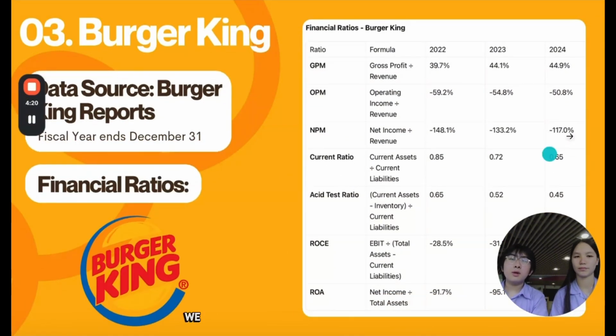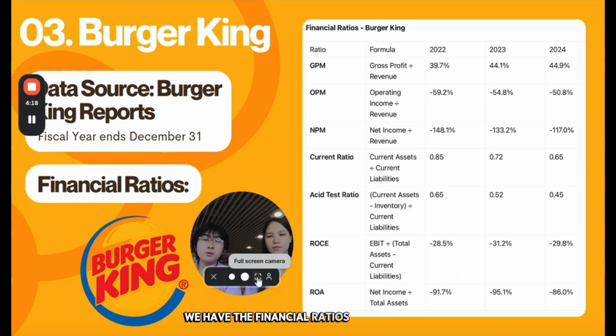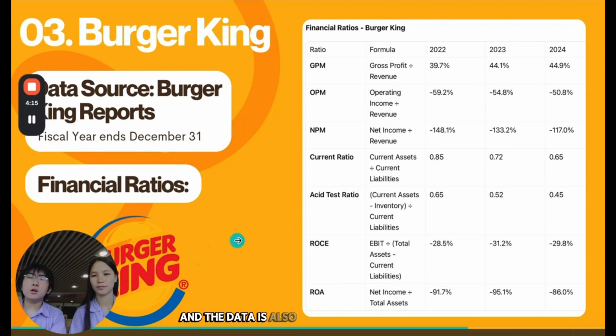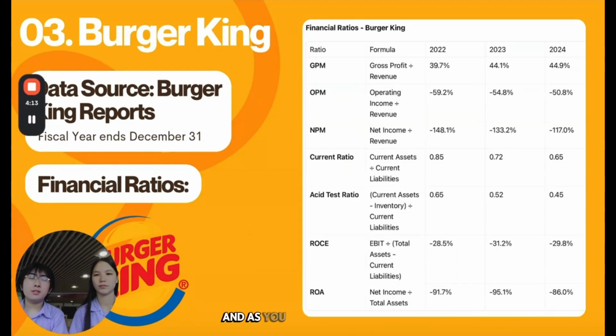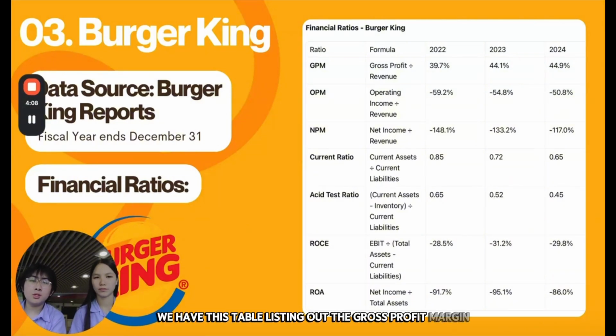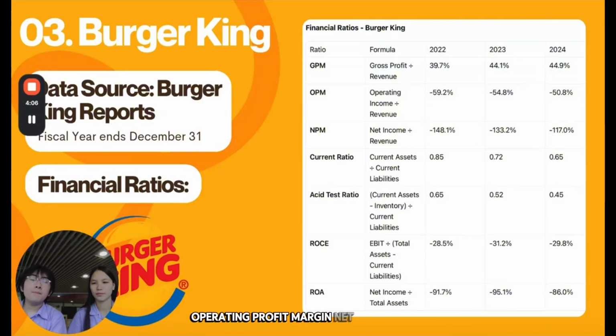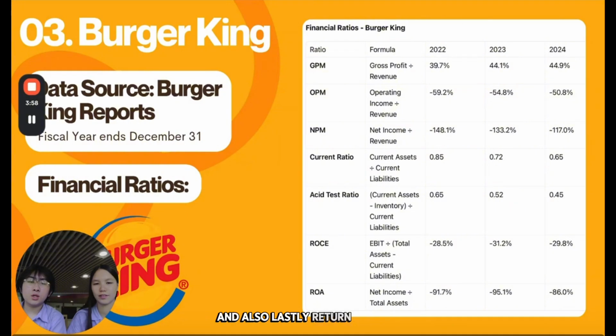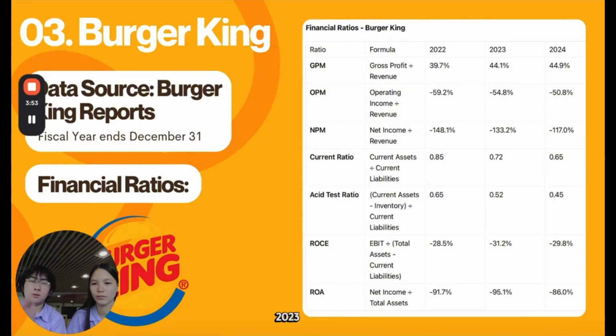And lastly, we have the financial ratios for Burger King, and the data is also from Burger King reports. And as you can see on the right, we have this table listing out the gross profit margin, operating profit margin, net profit margin, current ratio, and acid test ratio, and we also have return on capital employed, and lastly return on assets, and they're all based on each year, so 2022, 2023, and 2024.